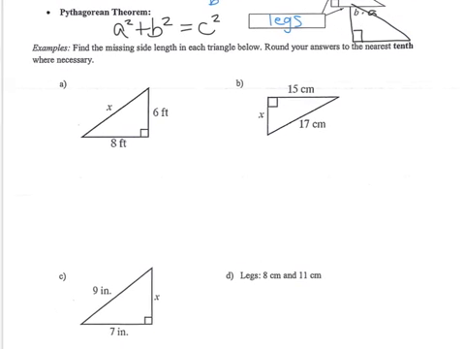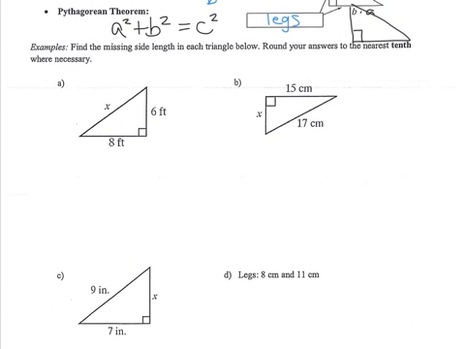Here are some examples. Find the missing side length in each triangle below. Round your answer to the nearest tenth where necessary. So this is a right triangle because it has a right angle. Where the right angle meets, these are the legs. So this is A and this is B. And this side is the hypotenuse. It is the longest side and it's opposite the 90. So this side is C.